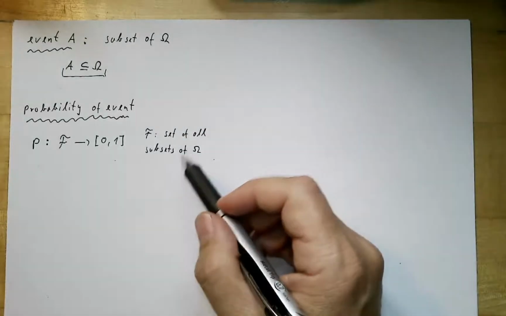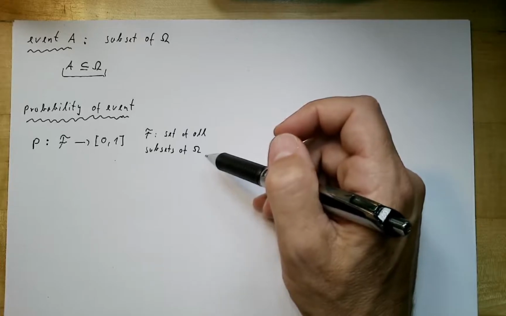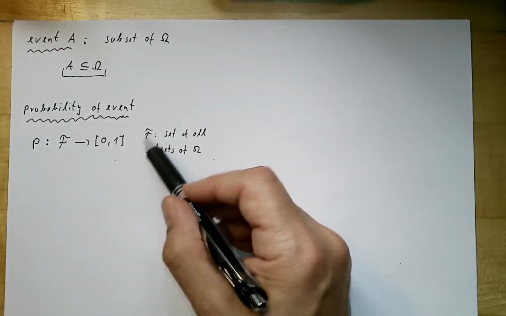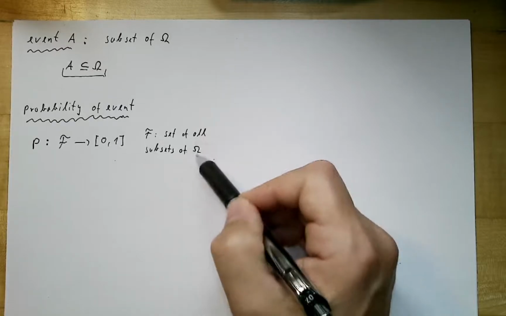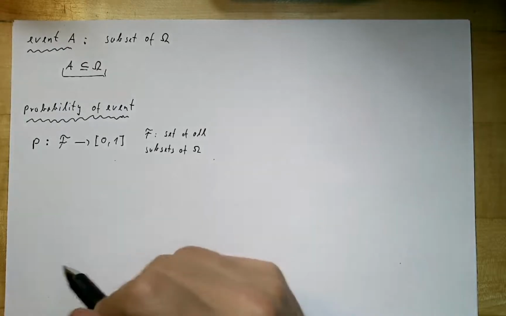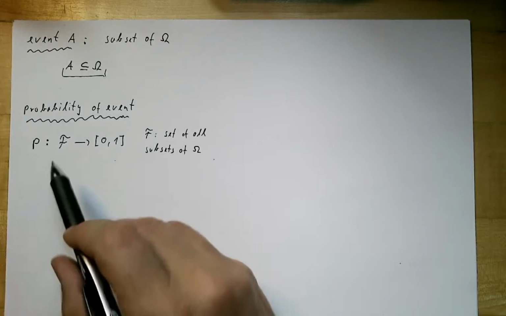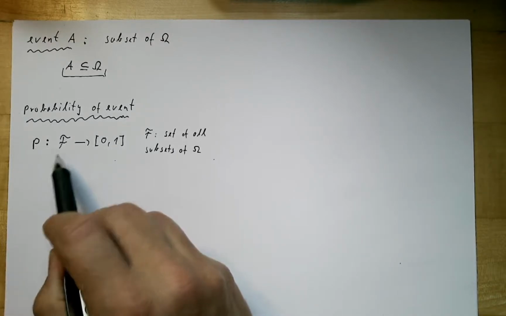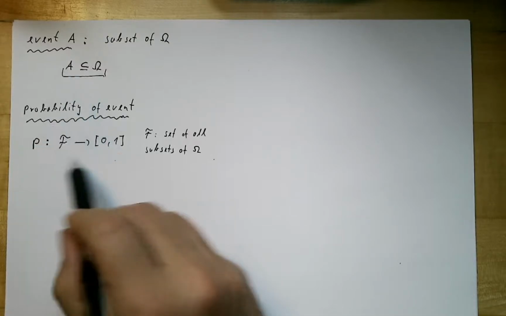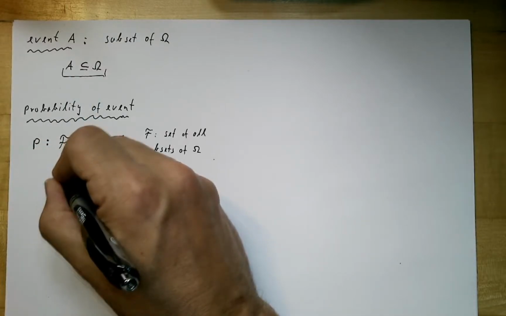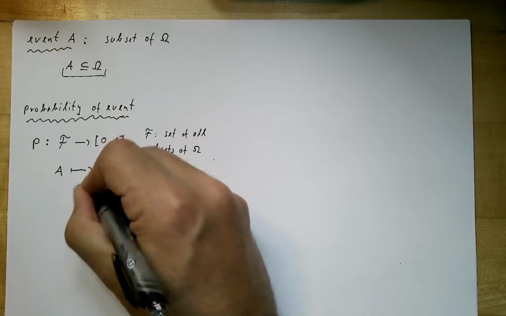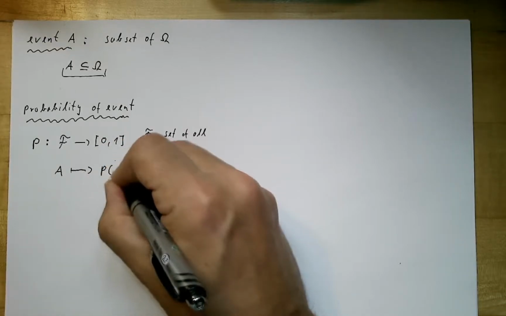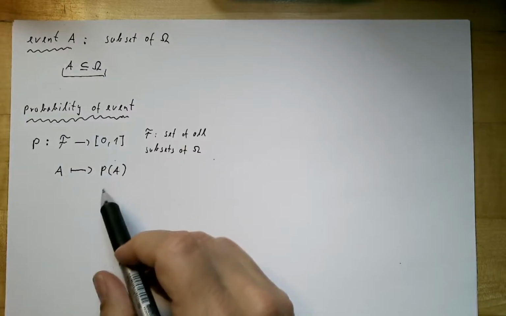And now if you go to measure theory and probability theory, the problems arise: what is this F if you have continuous sets, infinite dimensional sample spaces, and then what's the set of all subsets and so on. But in practice we don't care. So probability is just a function which gives every possible event a number. So every event A, every subset of our sample space, is attributed the probability of this event.